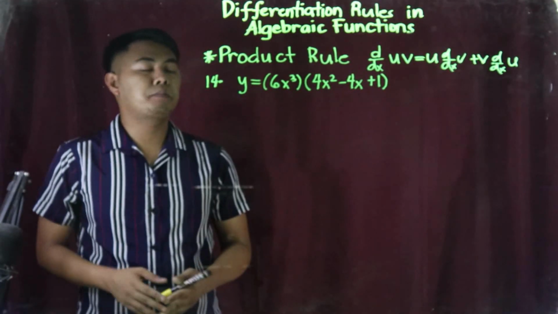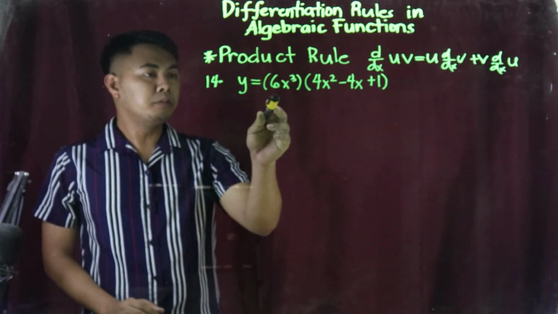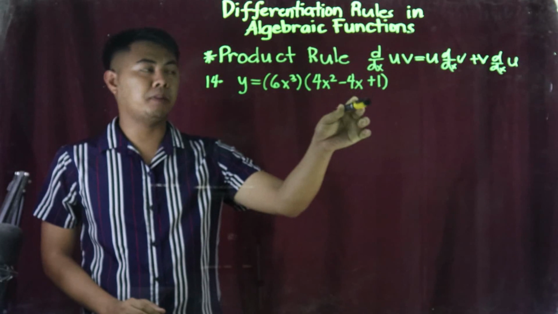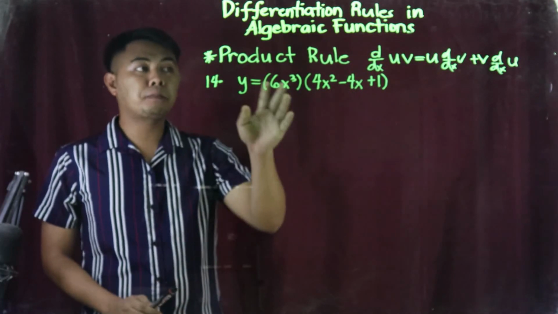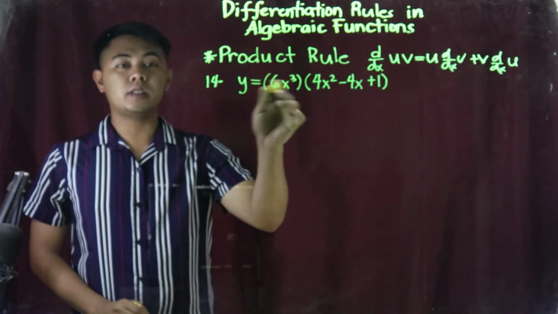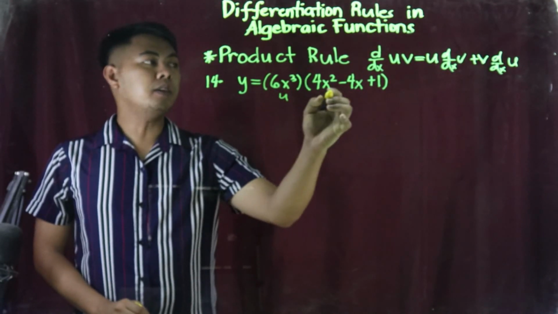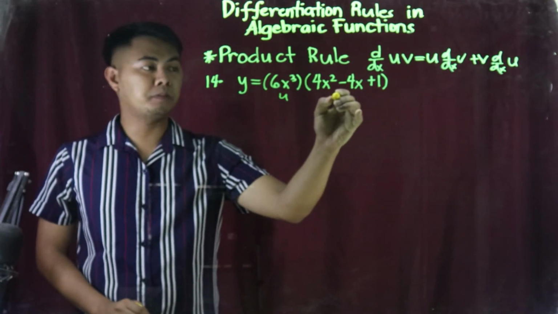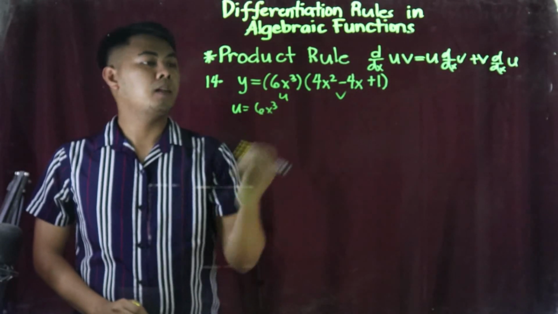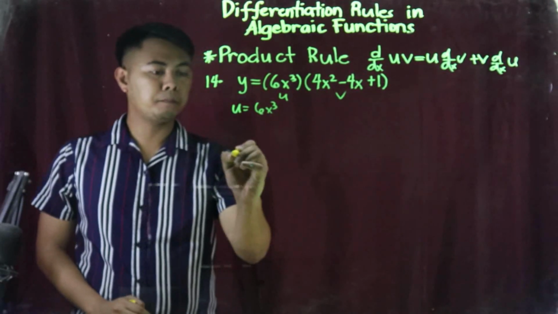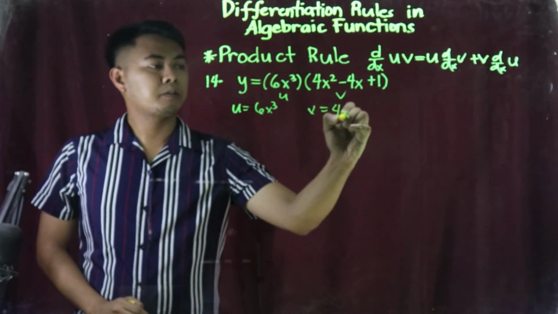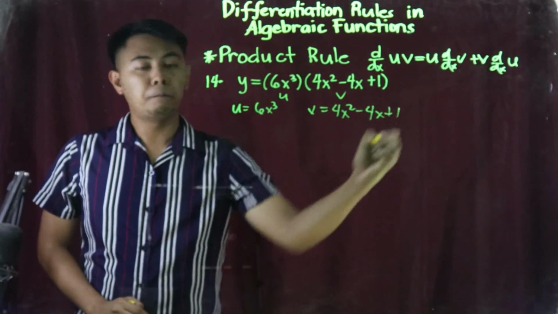Another example, example number 14. y is equal to 6x cubed times the quantity 4x squared minus 4x plus 1. So we're going to apply the product rule here, okay? So our u in this function is 6x cubed. And v is 4x squared minus 4x plus 1.